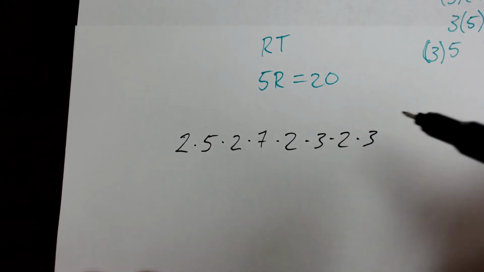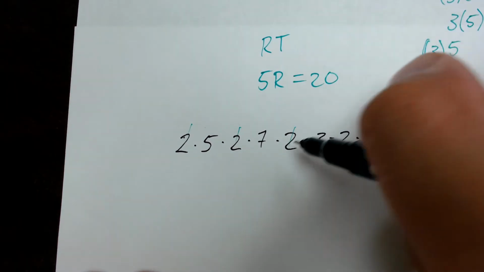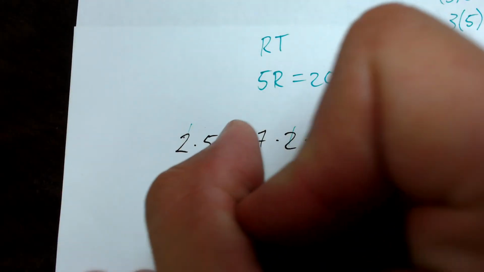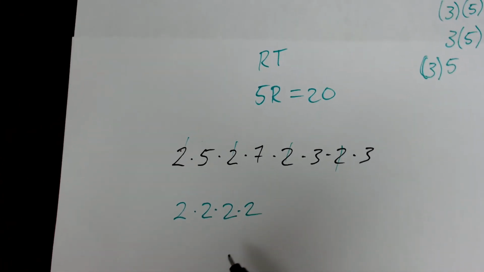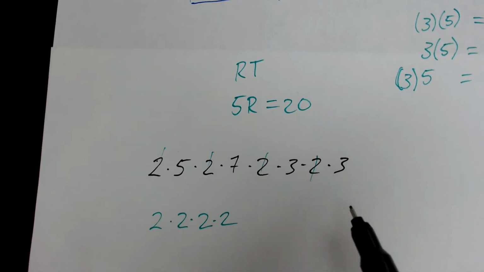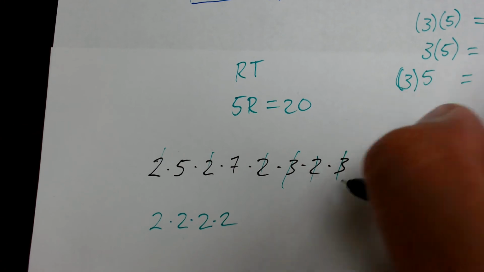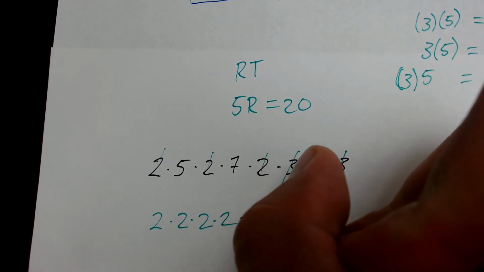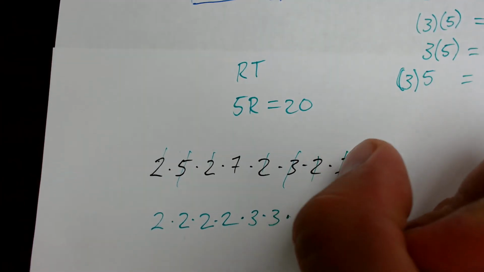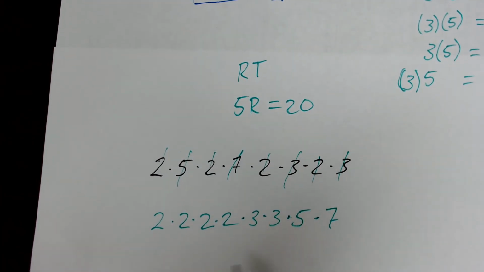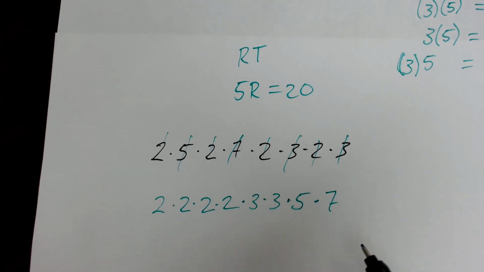So what I'm going to do is I'm going to look at all the 2's. I've got 1, 2, 3, 4 2's. So I'm going to put 2 times 2 times 2 times 2, 4 times for each of those 4 2's. Then I find the next biggest number, which is 3. 1, 2. I've got 2 3's, so I'll go ahead and add those down here. And then I've got 5 is the next number, and the last number is 7. So that's putting numbers in order according to the commutative property.